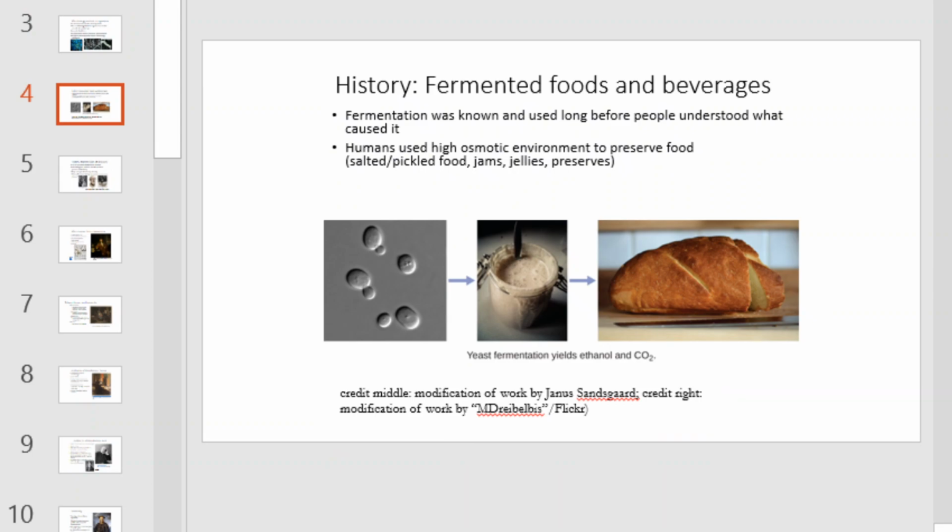Microbiology, in some form or another, has quite literally been around for hundreds, if not thousands of years. Fermentation was known and being used long before people really understood what caused it. Humans have been using high osmotic environments to preserve food for generations. High osmotic environments include salting and pickling foods, even smoking foods, to prevent them from spoiling.